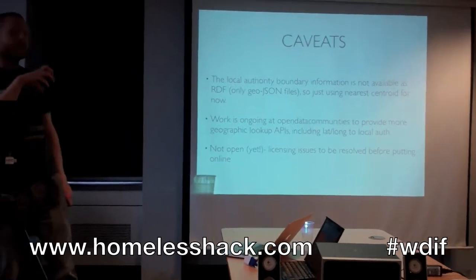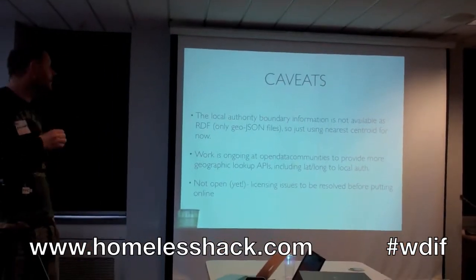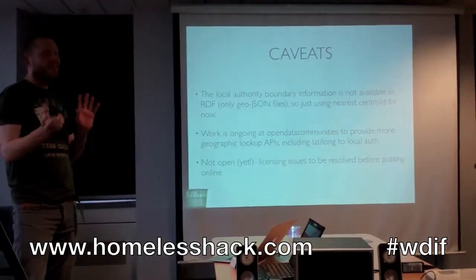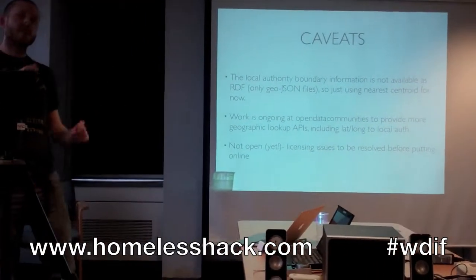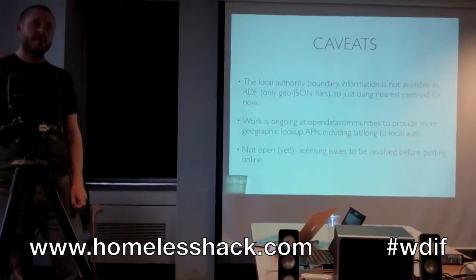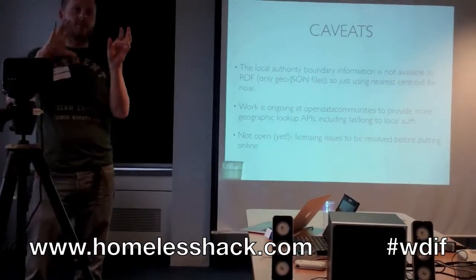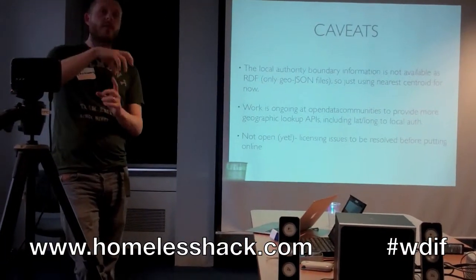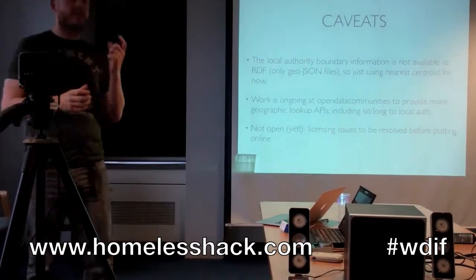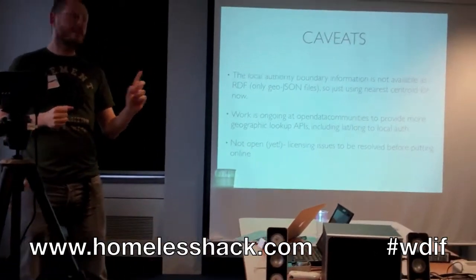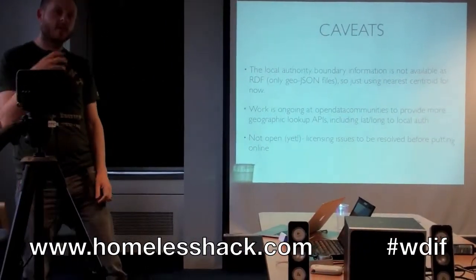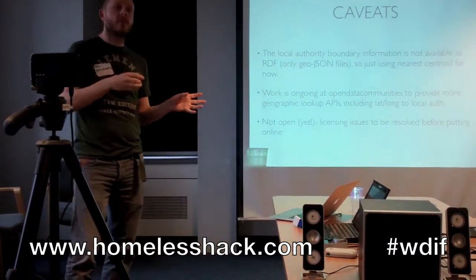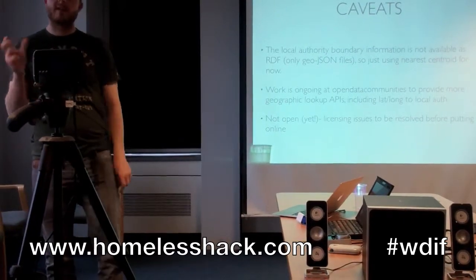So, some caveats. The local authority boundary information that we used is not available as RDF. It's not fully machine readable. Well, it is, but it's just as GeoJSON files, which is just a list of them. We'd have to parse through every single one and do point-in-polygon maths to work out which local authority you're actually in. So what we've done is just use the nearest centroid of a local authority. But I'm doing some work with the DCLG to provide more geographic lookup APIs to actually do that maths for you. So passing it that lat/long, you actually get back the local authority.